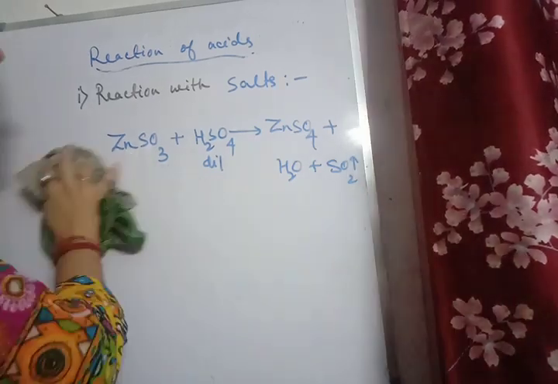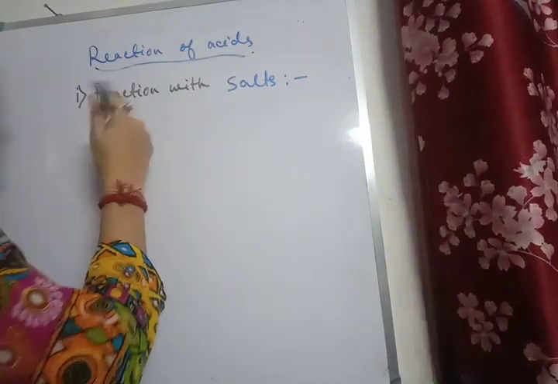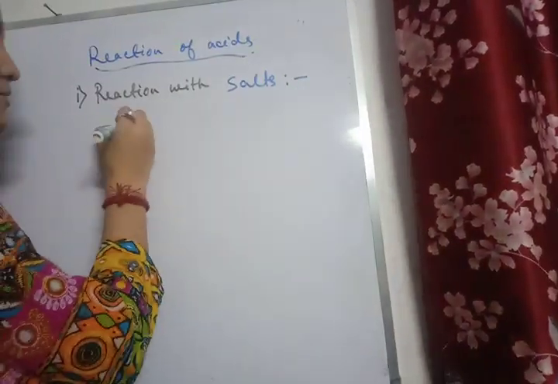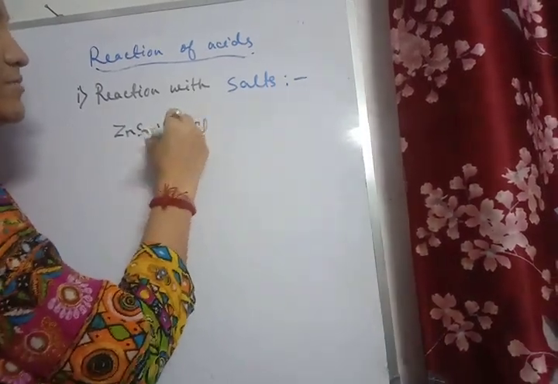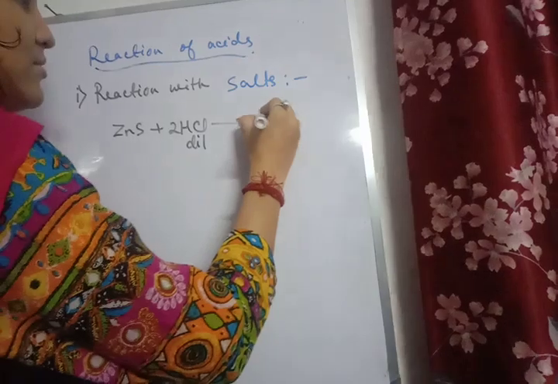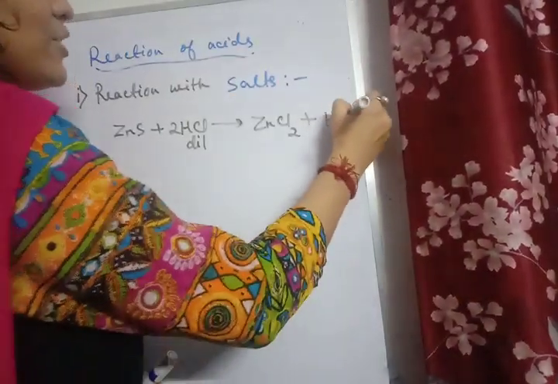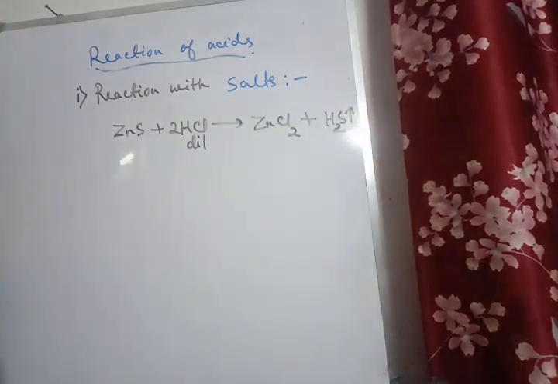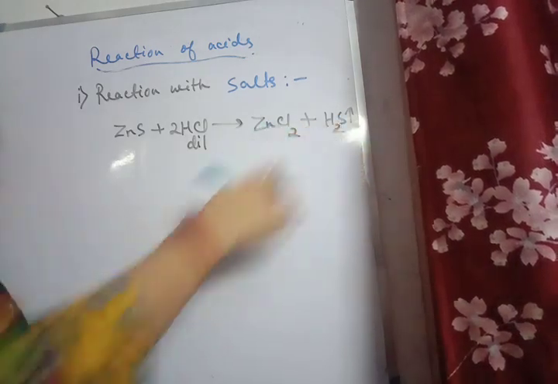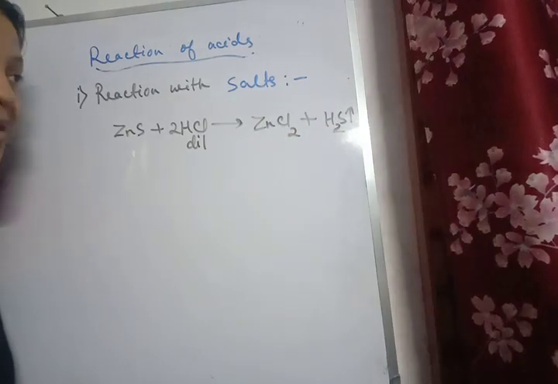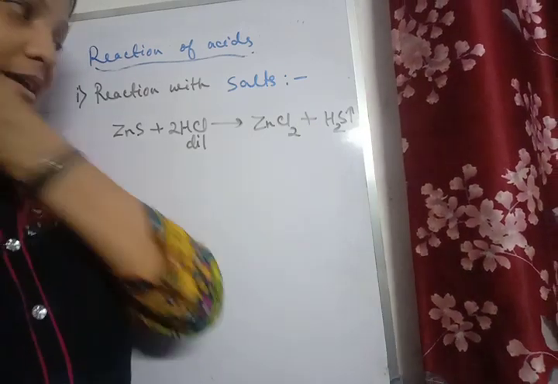Next we have sulfides. Zinc sulfide, when heated with dilute hydrochloric acid, we are going to get salt and H2S gas, hydrogen sulfide gas. Hydrogen sulfide gas is a rotten egg smelling gas that turns lead acetate paper black. Okay.